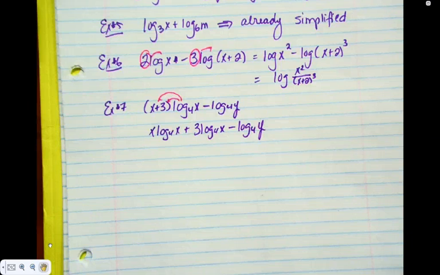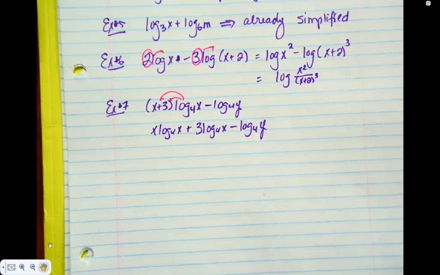Turn to a friend and explain to them or discuss between the two of you, why could we distribute in example 7 and we couldn't in example 6?